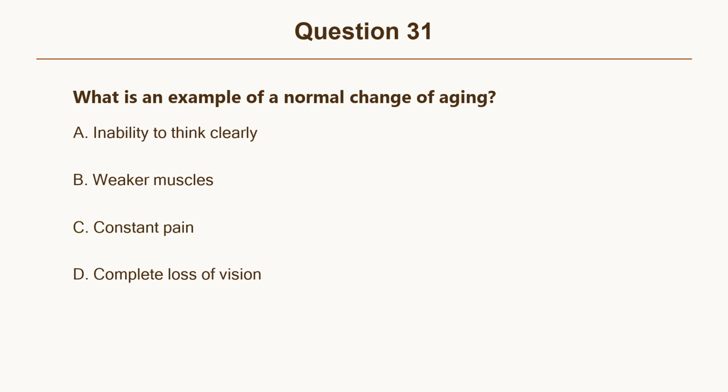Question 31. What is an example of a normal change of aging? Option A, inability to think clearly. Option B, weaker muscles. Option C, constant pain. Option D, complete loss of vision. The correct answer is option B, weaker muscles.